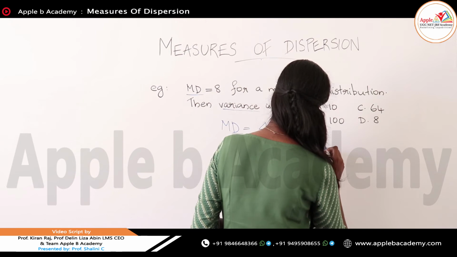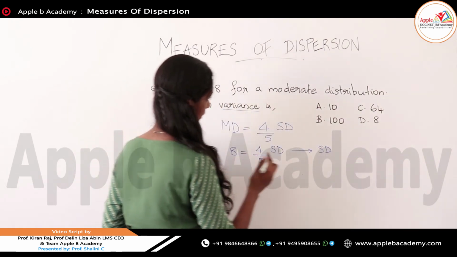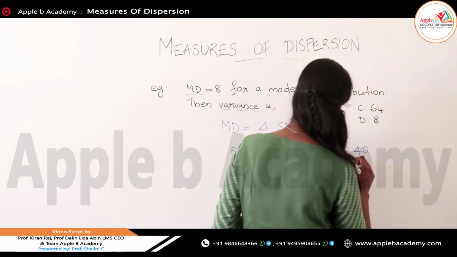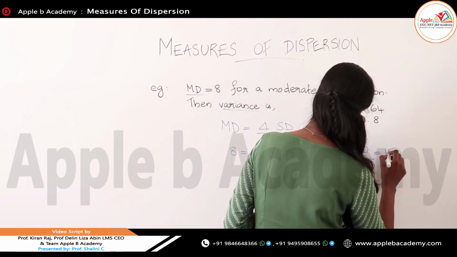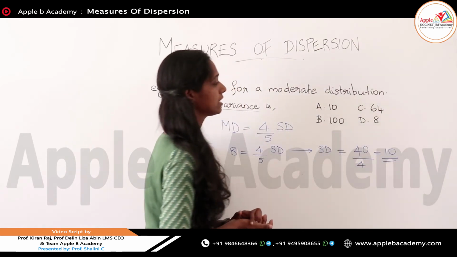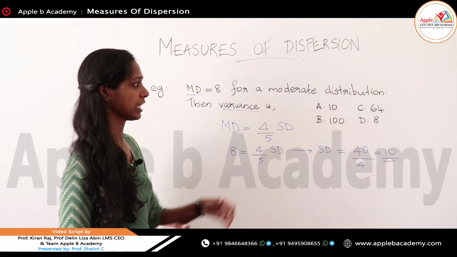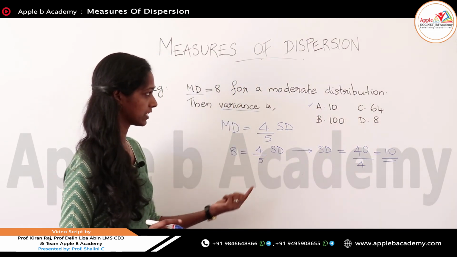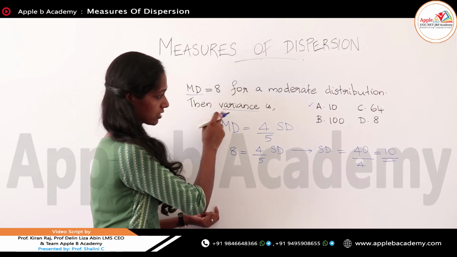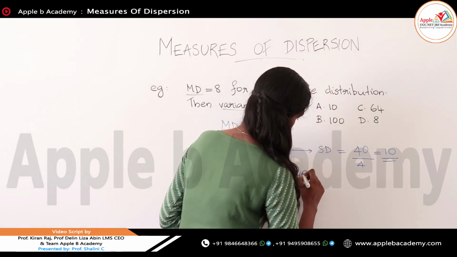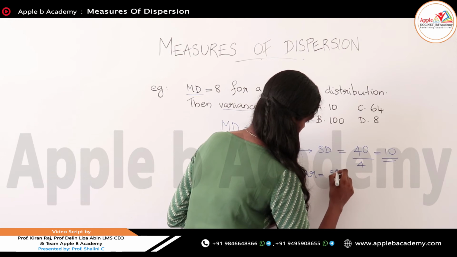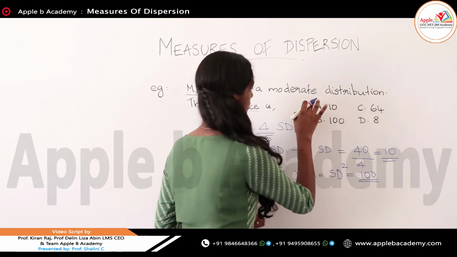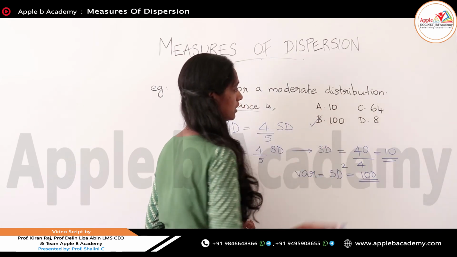So standard deviation is equal to, taking 5 to the other side, 8 into 5, 40, divided by 4, we have 10. In this question there is an option A, 10, but if we mark this, it will be the answer for only standard deviation, and the question is for variance. So we need to square this. Variance equal to SD square, 10 square is equal to 100. So it's not option A, it's option B.